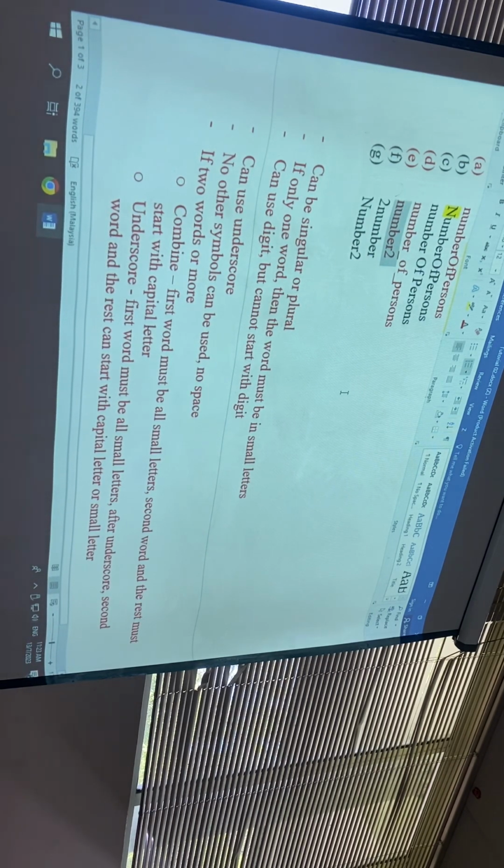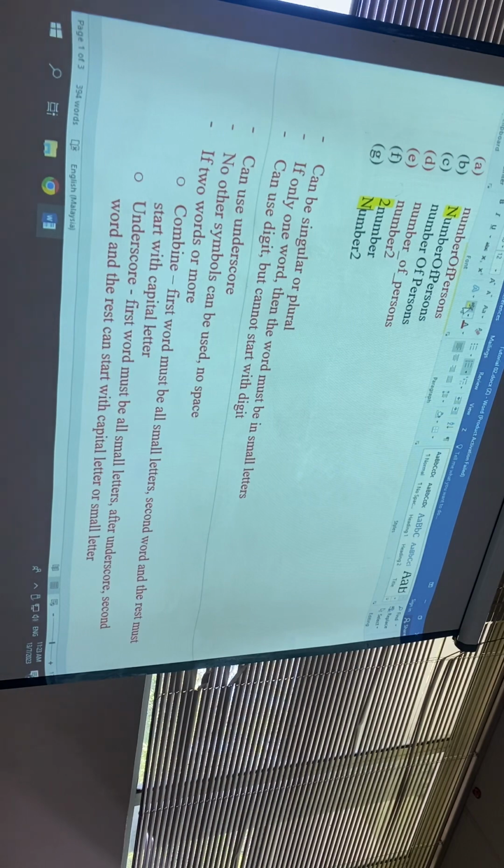F? No, because you start with digit. Because it starts with digit, it is invalid. How about G? Also invalid because you start the word with capital letter.